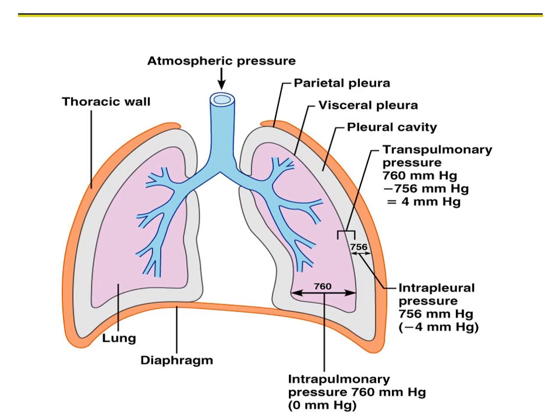A diagram showing us the various pressures. Note, transpulmonary pressure. That's a pressure gradient between intrapleural and intrapulmonary. As long as there are no holes in your pleura or chest wall, this gradient should always be there, which is good because it helps hold our lungs open. If a hole occurs in the pleura and chest wall, we lose this gradient and our lungs will collapse. Note all the pressures.